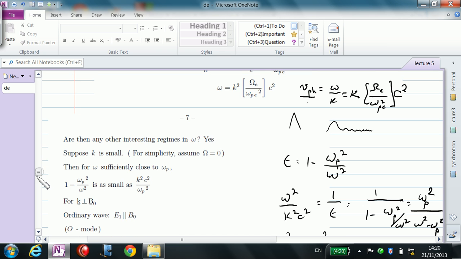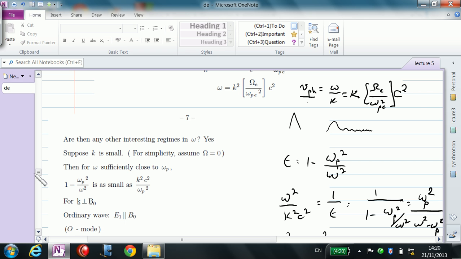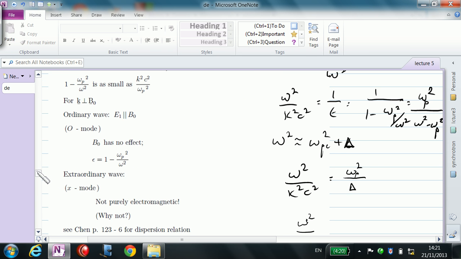Okay, there's one more interesting kind of electromagnetic plasma wave, and it shows you the connection between electrostatic and electromagnetic waves. Epsilon is this, which means that the phase velocity, 1 over epsilon, is given by this. Now, if omega is very close to the plasma frequency, then the difference is a very small delta.